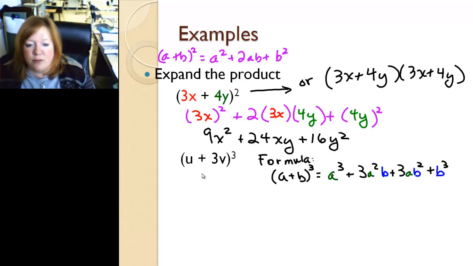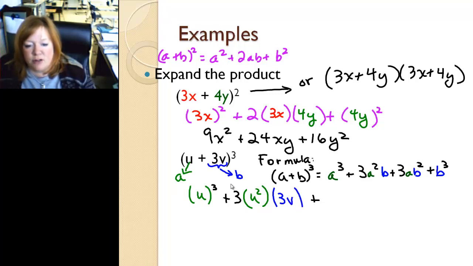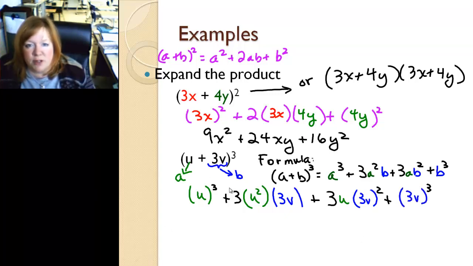So the formula for anything cubed was a plus b quantity cubed, and I color coded it so the a's are green and the b's are blue. And I'm going to label the u: everywhere the a is, the u is going to be placed, and everywhere the b is, you're going to put a 3v. So I'm going to have u cubed plus 3 times u squared, and then the b, remember that's 3v, so that goes in place of the b, plus 3a, but the a is u, so it's 3u, and then b squared, so that's going to be 3v quantity squared, plus b cubed, so that's plus 3v quantity cubed.